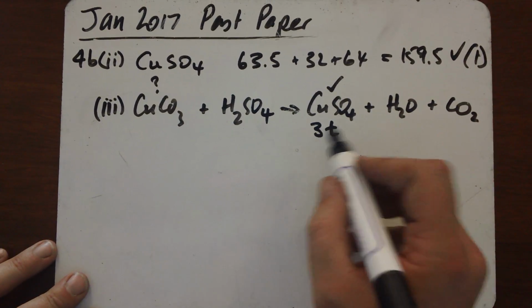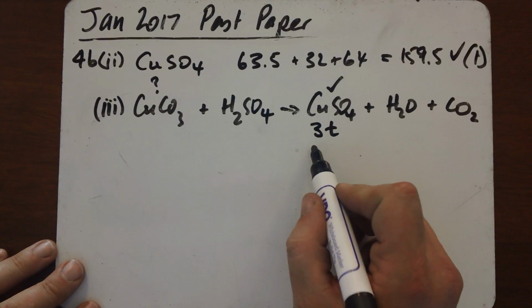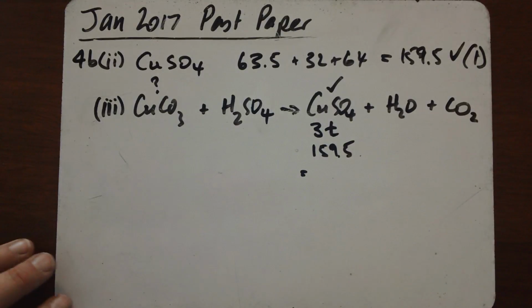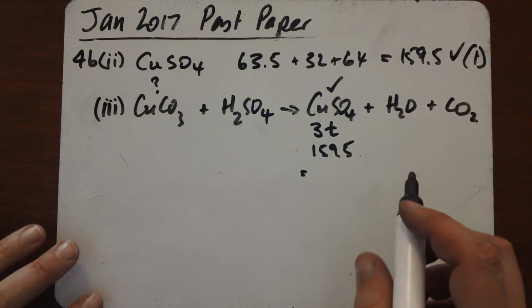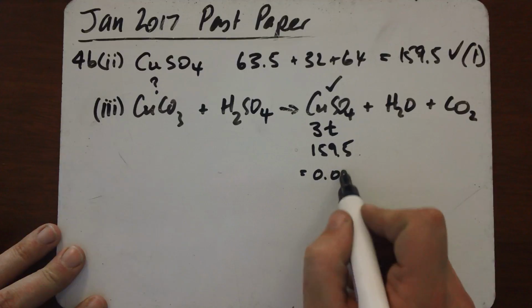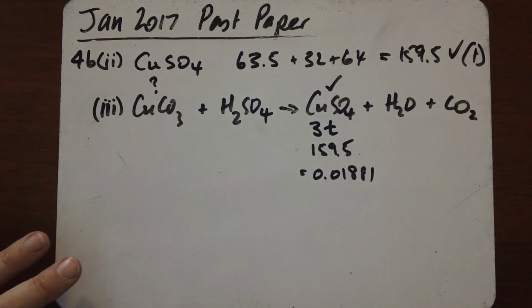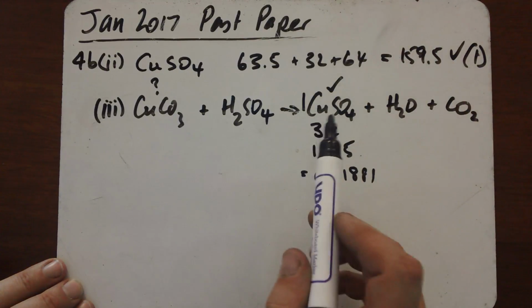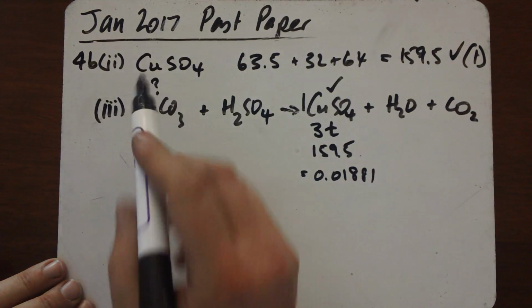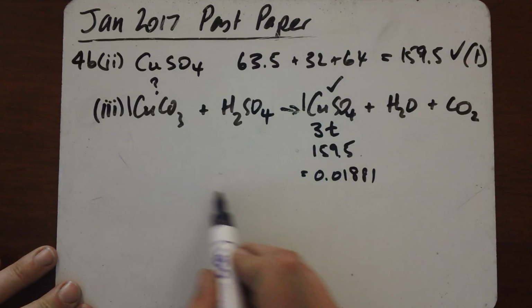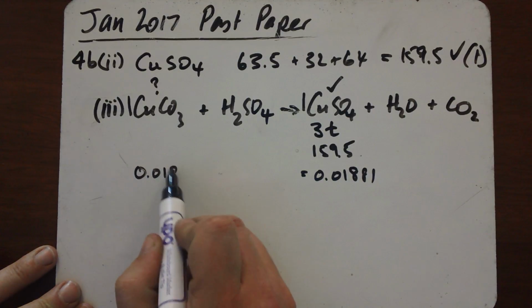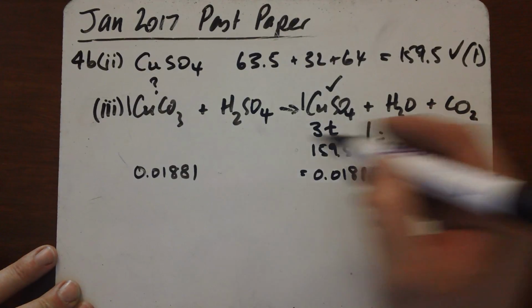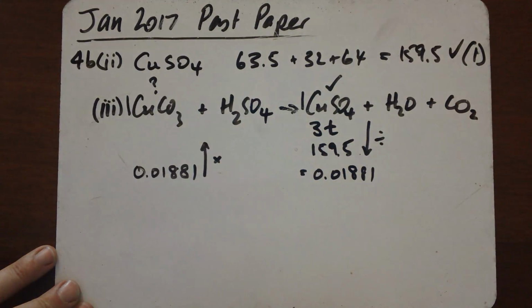So we convert this into moles, so we divide this by 159.5, and what we get is 0.01881 moles, and we see that this stoichiometry is that for every 1 mole of this we need to react 1 mole of this, so therefore this number stays the same. And when we're going downward we divide, but when we're going up we multiply.